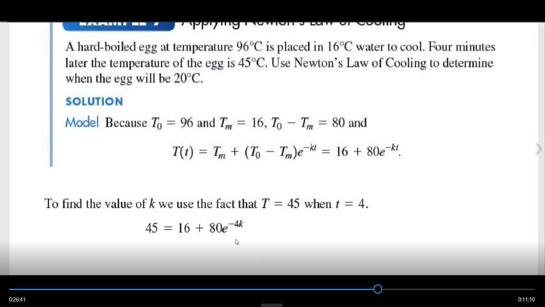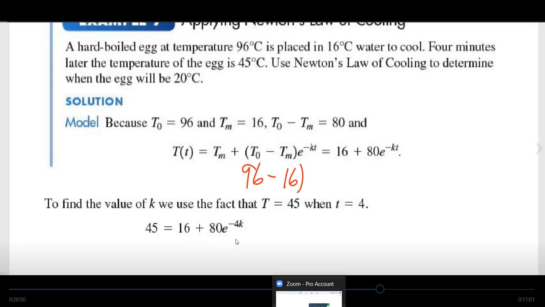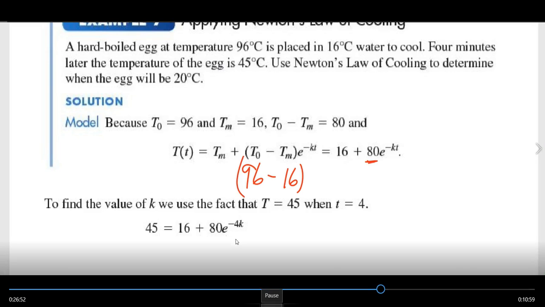So, we've got things that we can plug in here. T sub 0 is your 96. Your air temperature is 16, and that's where the 80 is coming from. So our original temperature is 96, and the air temperature is 16, and so obviously it's going to travel from the 96 down to the 16. We don't know how much time it's going to take to do that.